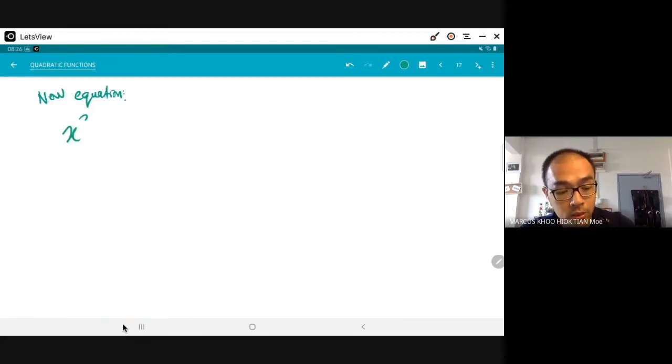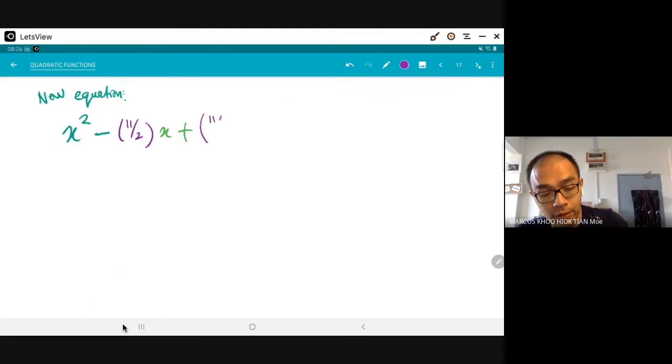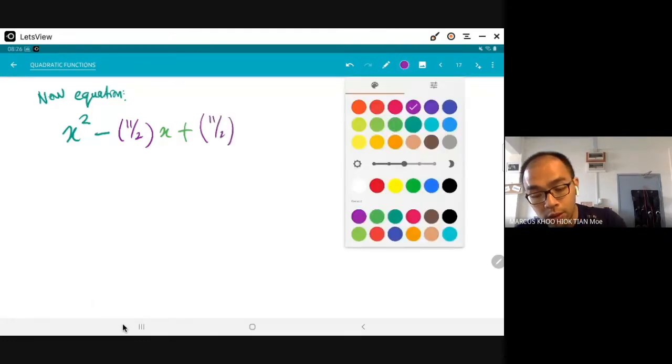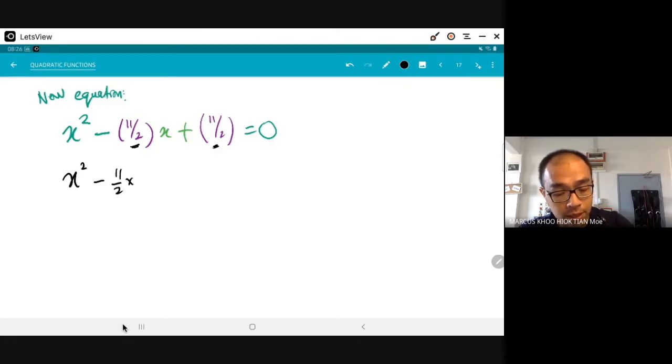So x squared minus, okay, remember minus, minus 11 over 2 x plus, and then the product of roots will be 11 over 2. Okay, kita kasih equals to 0. And then of course, kita tidak mau ada 11 over 2, 11 over 2. Tidak cantik kan? X squared minus 11 over 2x plus 11 over 2 equals to 0.